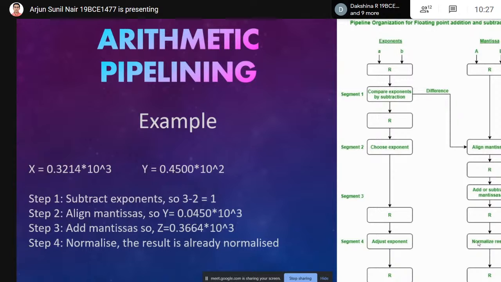Let's take exponents x and y. In the first step, we subtract the exponents, then we align the mantissas, so y is shifted one place back. Then we add the mantissas and store the result in z. Here, as you can see, the result is already normalized, so there is no need for segment 4. Next slide.